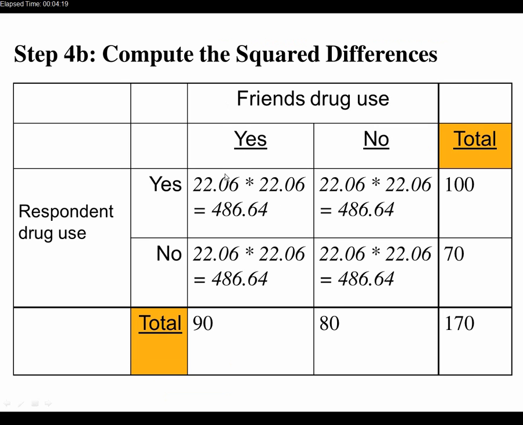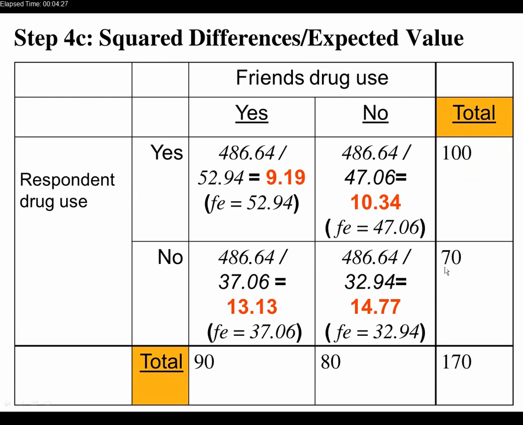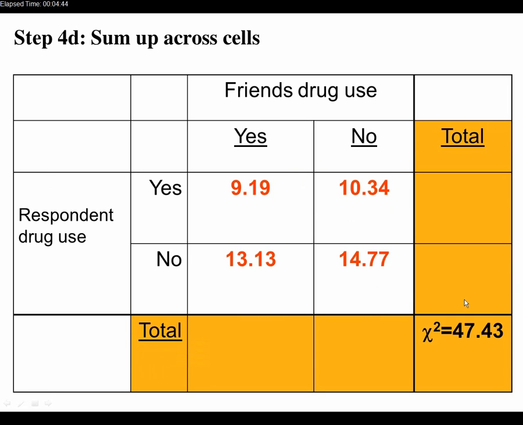And step 4b is compute the squared differences. So we can just go ahead and square those up. 22.06 times 22.06. There you go for each cell. And 4c is we take those squared differences and divide them by the expected value, which we've already computed, and there's what we're getting: 9.19, 10.34, 13.13, and 14.77. Step 4d is sum up across the cells, and there we go. And there's the chi-square statistic.